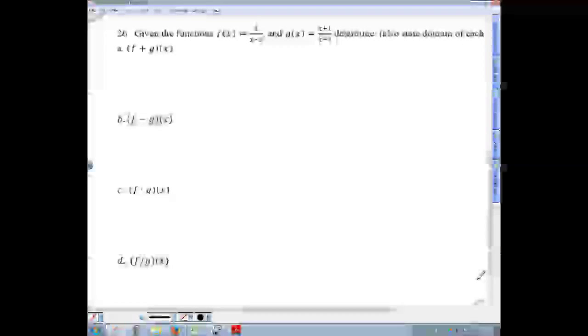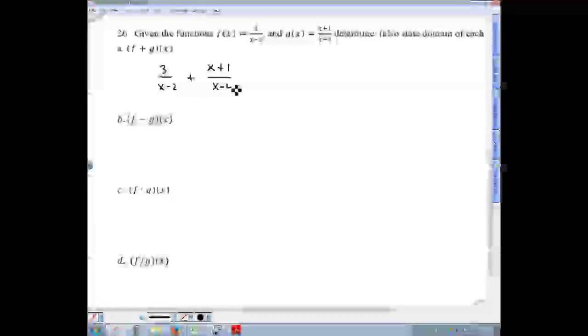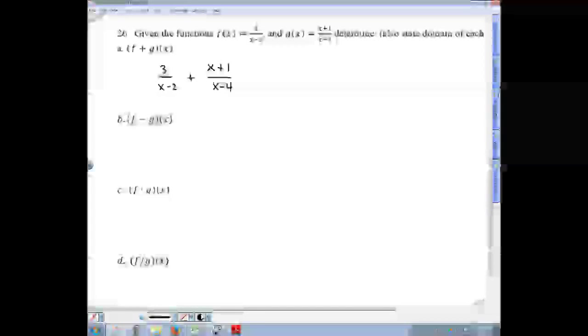Okay, 26. This is going back to section 2.7, combining functions. You have to add, subtract, multiply, and divide these two functions. So starting with A, 3 over x minus 2 plus x plus 1 over x minus 4. The only way these two expressions can be added together is if they have a common denominator.